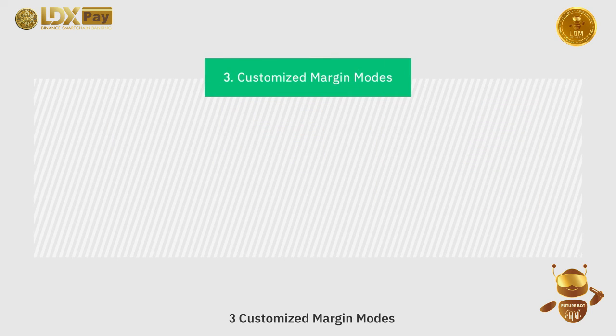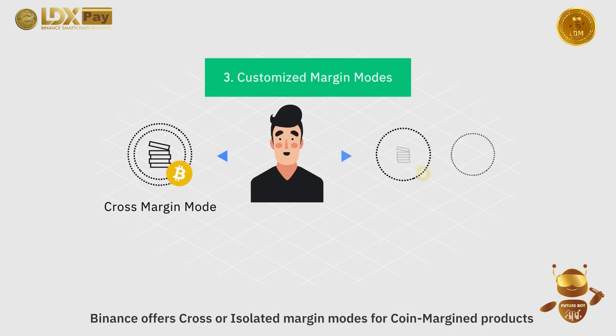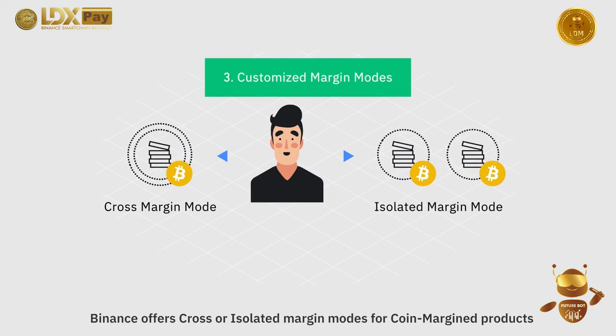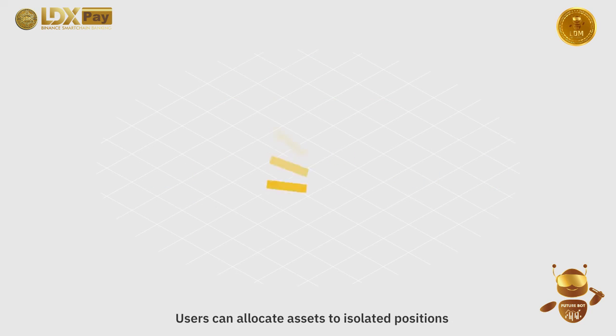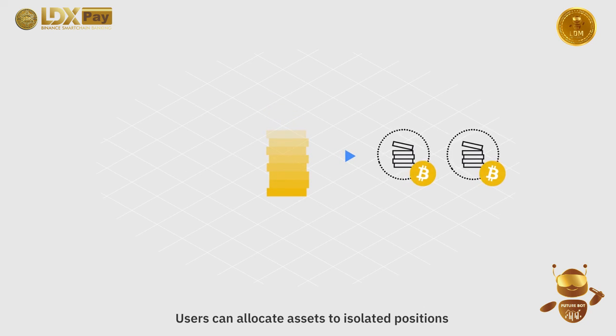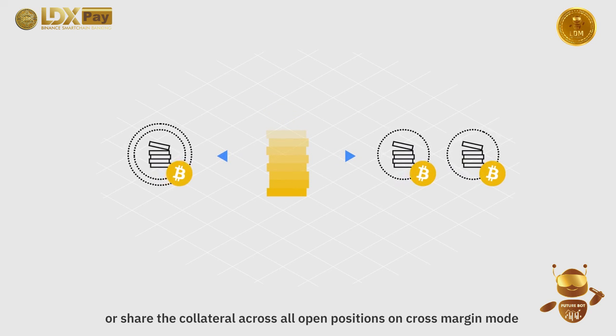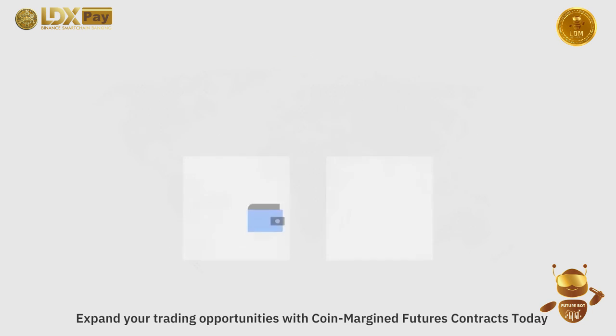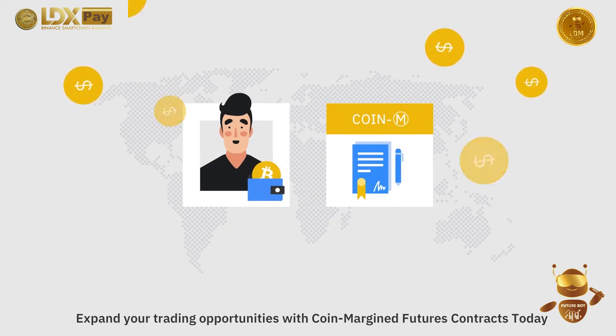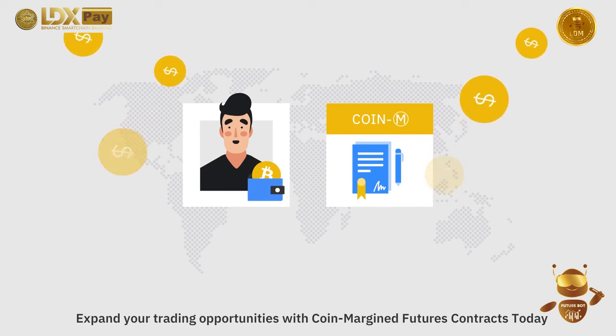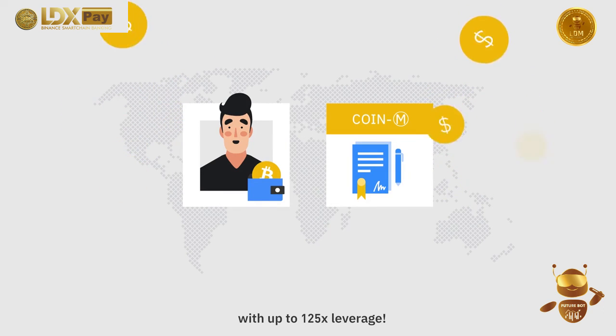3. Customized margin modes. Binance offers cross or isolated margin modes for coin-margined products. Users can allocate assets to isolated positions or share the collateral across all open positions on cross-margin mode, which is quite flexible. Expand your trading opportunities with coin-margined futures contracts today, with up to 125 times leverage.